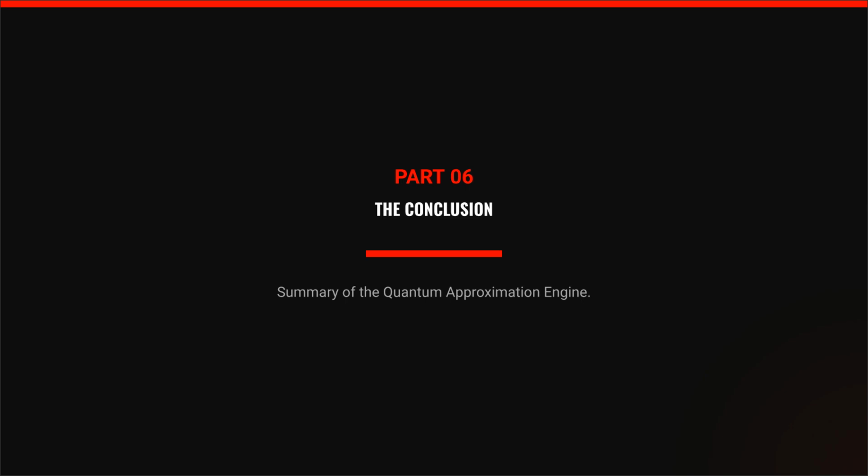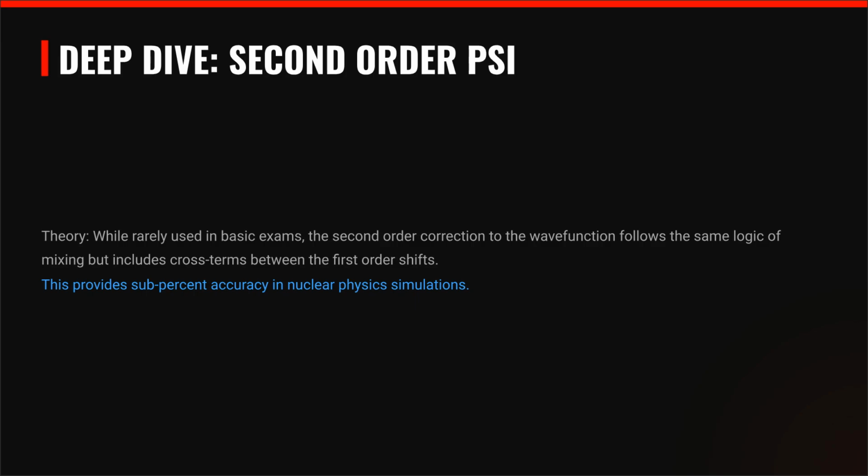We have reached part 06, the conclusion. We will summarize the quantum approximation engine we have explored. For a deep dive, the second-order correction to the wave function follows the same mixing logic, incorporating cross terms from the first-order shifts. This refinement provides sub-percent accuracy in demanding simulations.